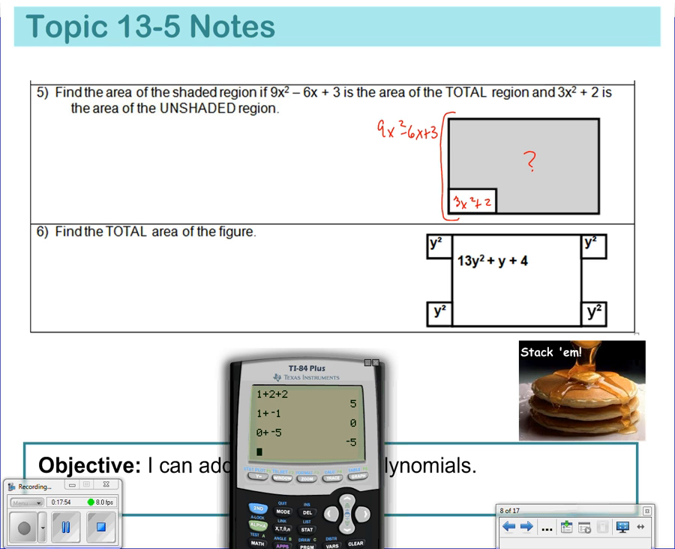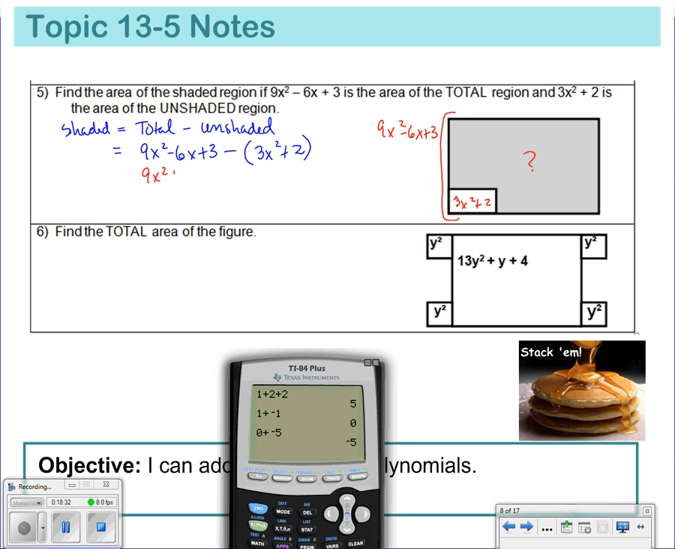So in this case, to find the shaded, we are going to go ahead and do some subtraction. We want to find the shaded. So the shaded is equal to our total area minus the unshaded region. Taking the total minus the unshaded. So our total is 9x squared minus 6x plus 3. And we want to subtract the unshaded, which is 3x squared plus 2. So let's stack them up and see what we come up with.